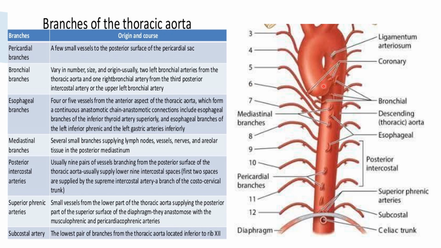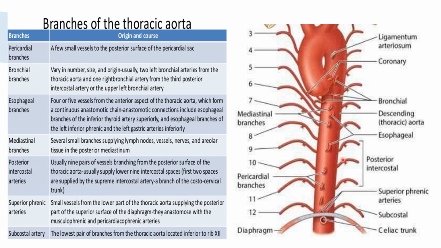So remember students that we have the pericardial branches arising from the descending thoracic aorta. Then we have the bronchial arteries, two left bronchial arteries from the thoracic aorta and one right bronchial artery from the third posterior intercostal artery or the upper left bronchial artery, you can say. Then we have esophageal branches.